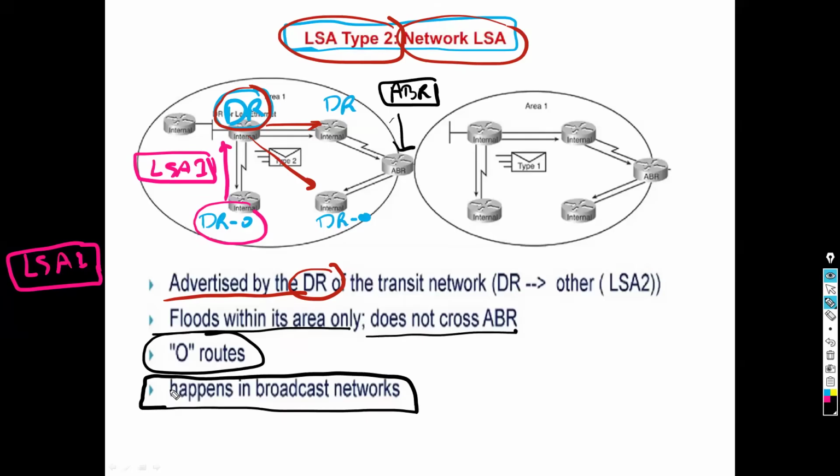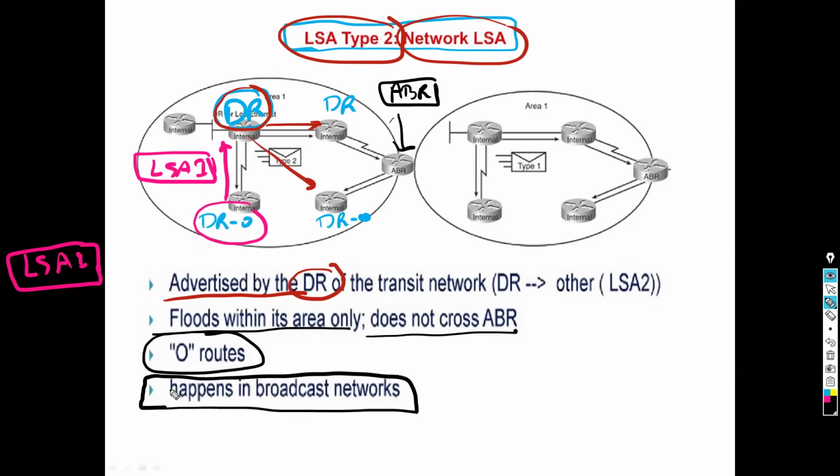Why? Because in a BMA network we get DR and BDR. Remember, broadcast multi-access network is an Ethernet technology. In a BMA network you get the DR and BDR option. If you have a DR and BDR router in your network, then you will get LSA type 2 information.